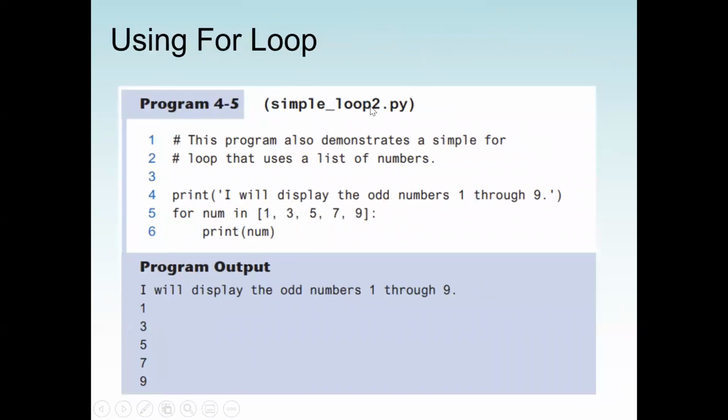The next example, which is simple loop 2.py, again demonstrates a simple for loop that uses a list of numbers. So here we say for num in 1, 3, 5, 7, 9, and we are printing num, which means it's going to print 1, 3, 5, 7, 9, and that's the output here.